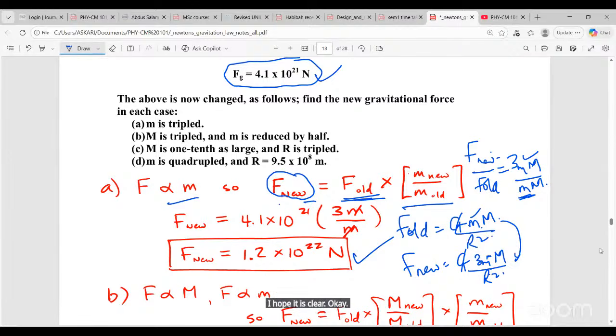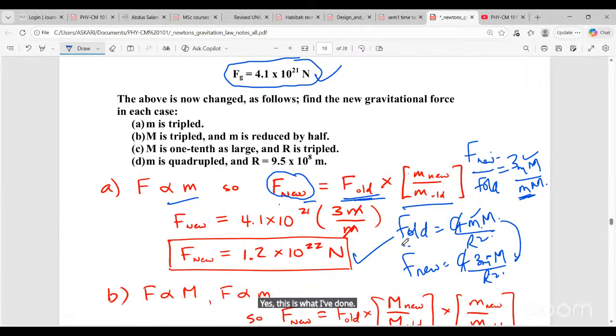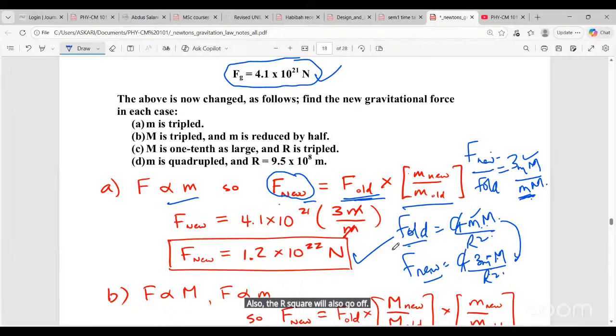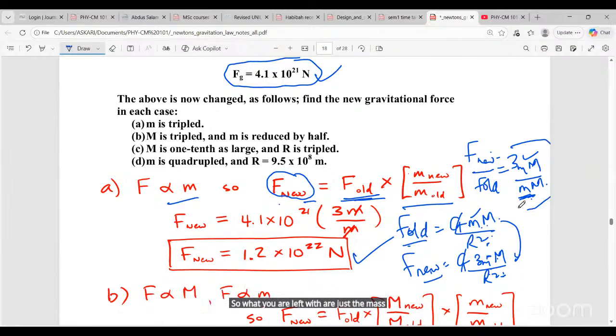What you are doing now is comparing that direct relationship between the force and the M. This is what I've done. This is the old one. This is the new one. If you find the ratio of these, eventually this will cancel. The G is constant, so this over this. Also, the R squared will go off because the distance between them is the same. So what you are left with are just the masses that you see here.